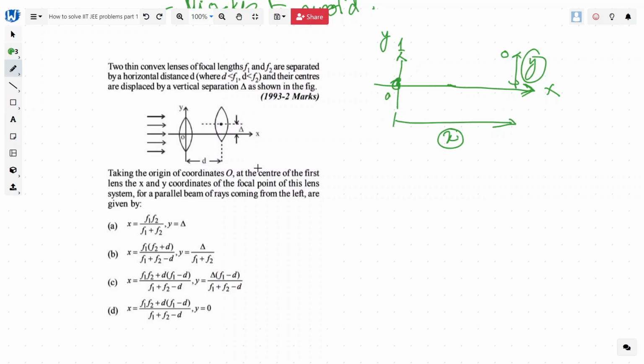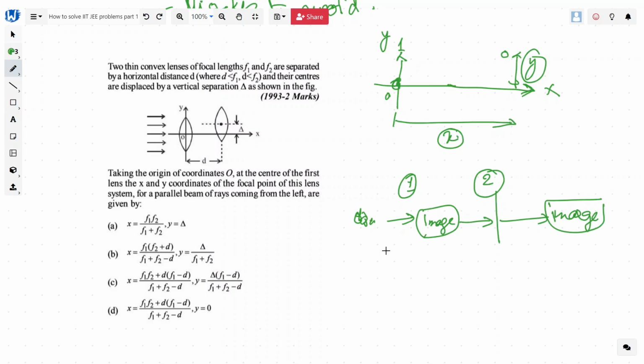Second, when you look at the question, it looks very complicated. But eventually, what we have here is a two lens system: lens number 1 and lens number 2. Fundamentally, lens number 1 will process the image. Here is an object; it passes through lens number 1 and makes an image, and this image is going to act as an object for lens number 2, and then we will have the final image. That is very clear, fundamentally.